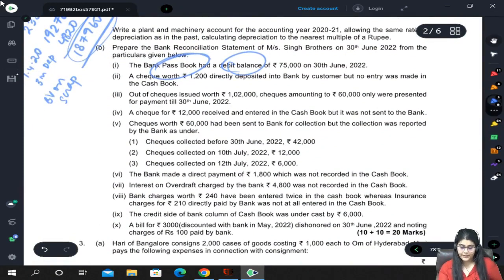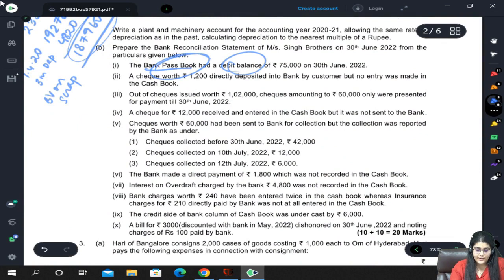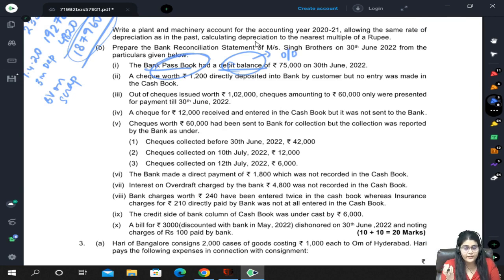Question 2B. They've given a very nice question because it begins with a passbook balance, that too a debit balance, which means that this is an overdraft balance. Debit balance in the passbook is an overdraft. Debit balance in the cash book means that it is a favorable balance.